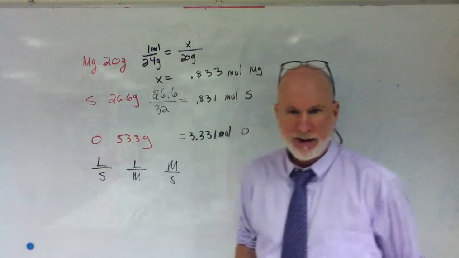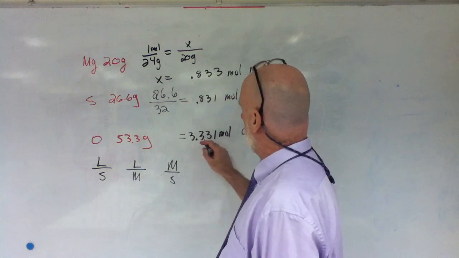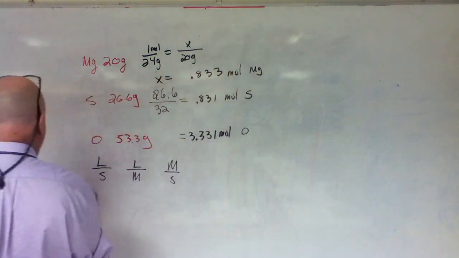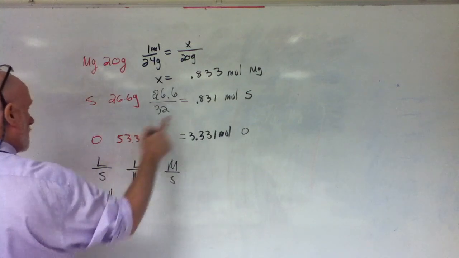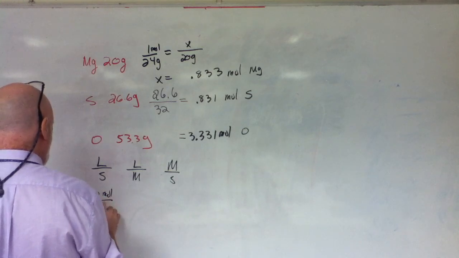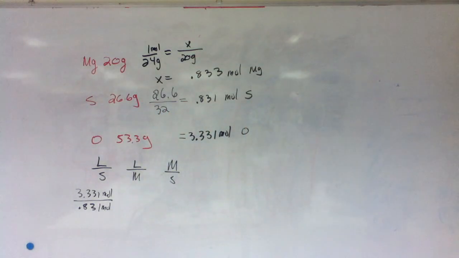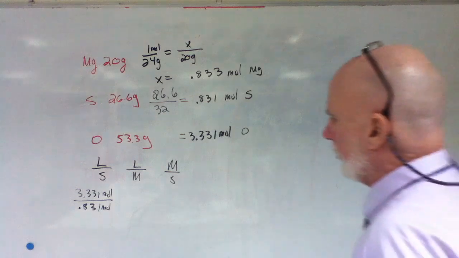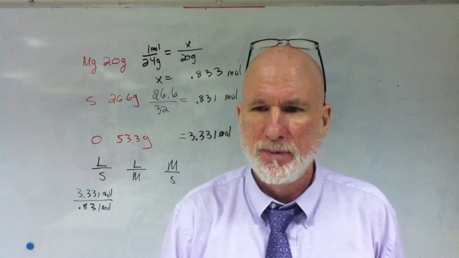So what's going to be the largest over the small? 3.331 moles over the smallest, 0.831 moles. What's that going to be? Give me 3 decimal places. What is 3.331 divided by 0.831? 4.008.